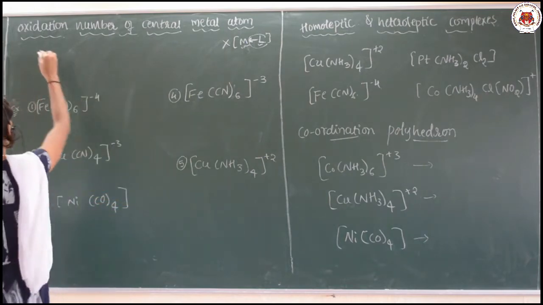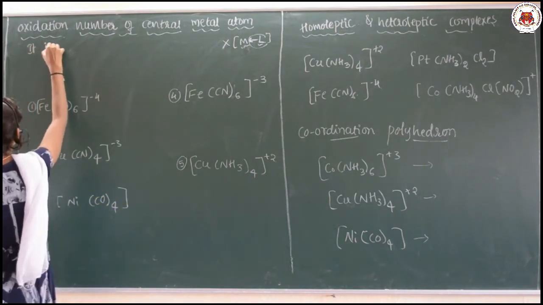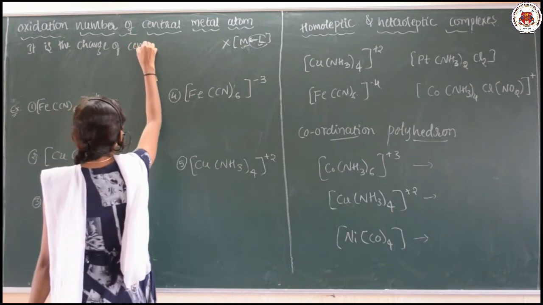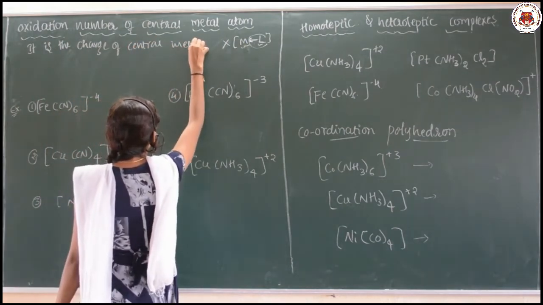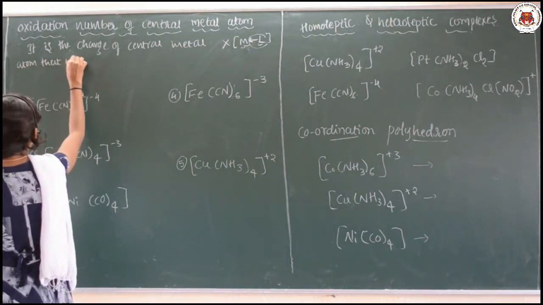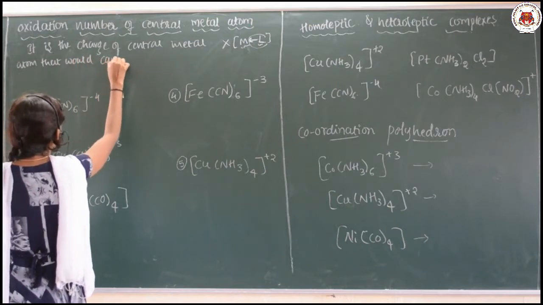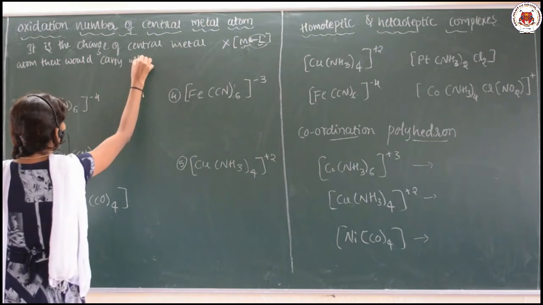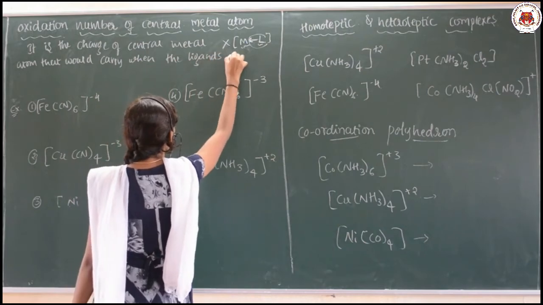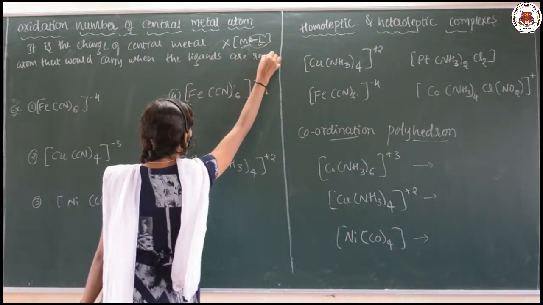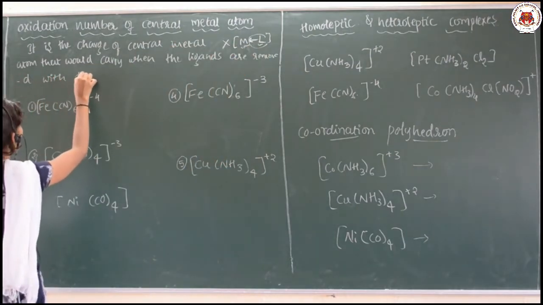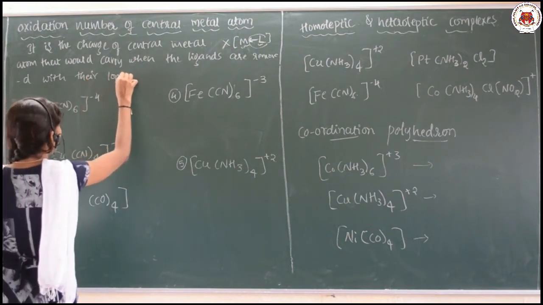So, what is oxidation number? It is the charge of the central metal atom that it would carry when the ligands are removed with their lone pair of electrons.